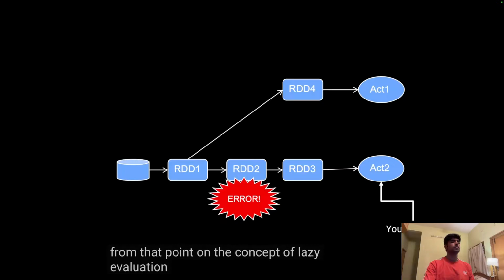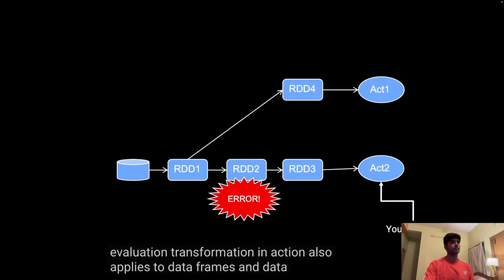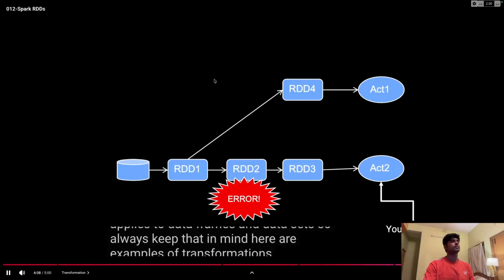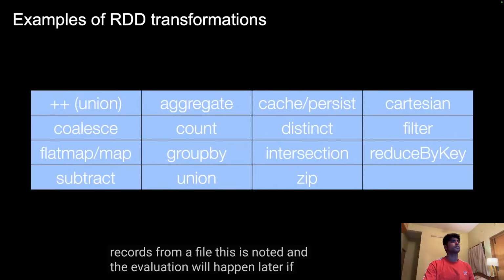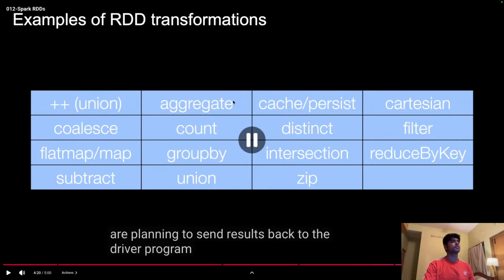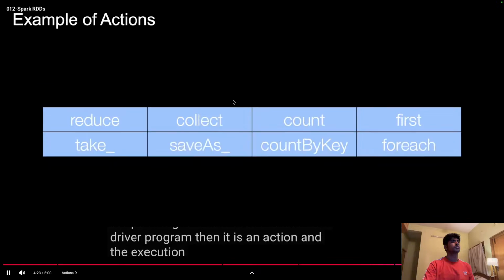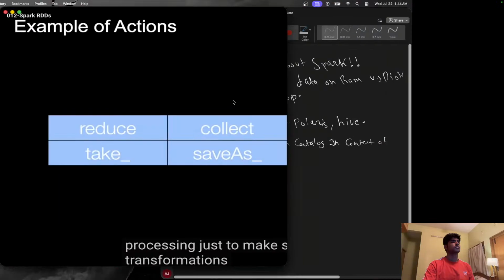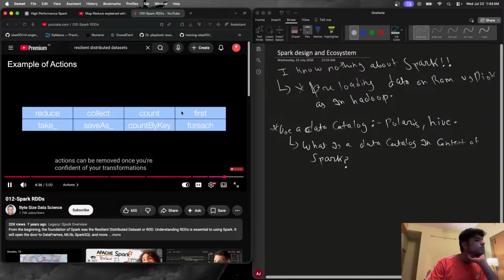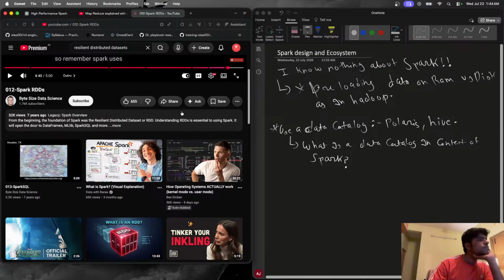The concept of lazy evaluation, transformation, and action also applies to data frames and data sets, so always keep that in mind. Here are examples of transformations. For example, you could decide to extract the distinct records from a file. This is noted, and the evaluation will happen later. If you are planning to send results back to the driver program, then it is an action, and the execution must happen. When writing their code, people often add actions to their processing just to make sure the transformations are working. These extra actions can be removed once you're confident of your transformations. So, remember, Spark uses lazy evaluation, so errors can be anywhere since the last action.